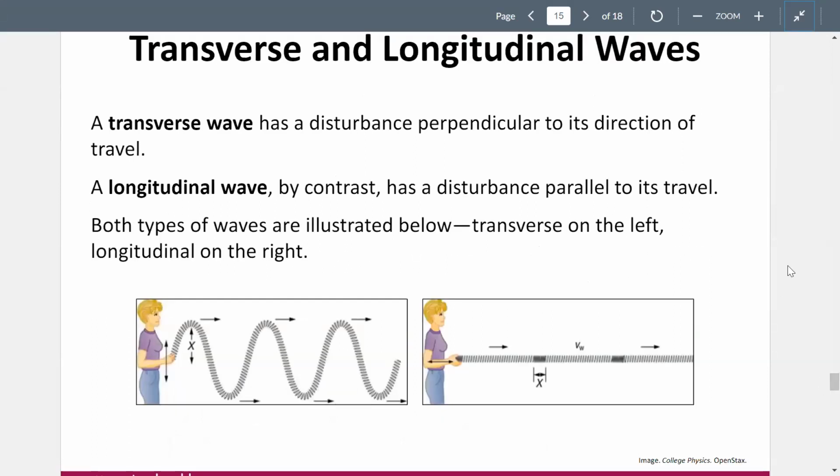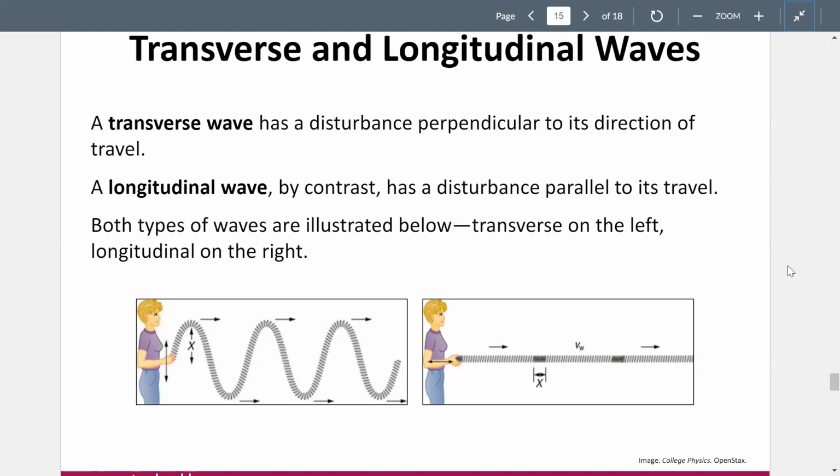So, two types of waves, a transverse wave and a longitudinal wave. And you can see in the picture, they're very different. A transverse wave creates a disturbance perpendicular to the motion of the medium. In the picture, the medium is the slinky, and the slinky is moving up and down, but the wave, or the disturbance, is moving to the right, or forward, okay?